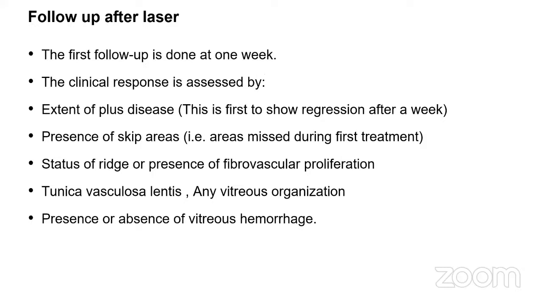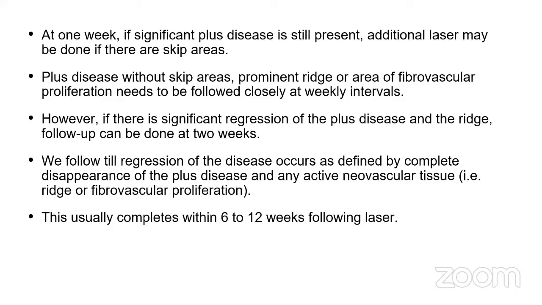So the first follow-up is done at 1 week. You can assess the extent of plus disease and presence of any skip areas, status of the ridge, any presence of fibrovascular proliferation and tunica vasculosa lentis, any vitreous organization, or presence or absence of vitreous hemorrhage. These are the things to be noted at first follow-up. At 1 week, if significant plus disease is still present, additional laser may be done. If you are not seeing any response at all after 1 week of laser, then you can add additional laser to the skip areas.